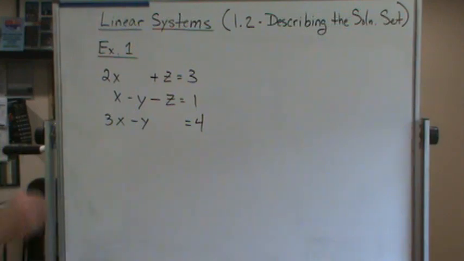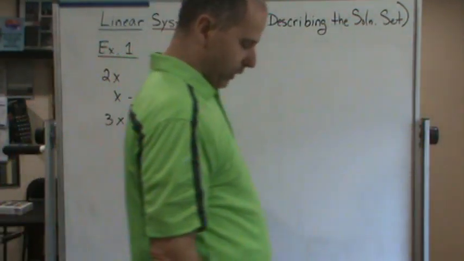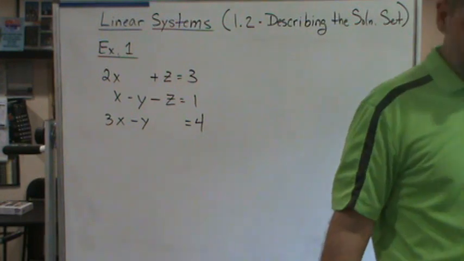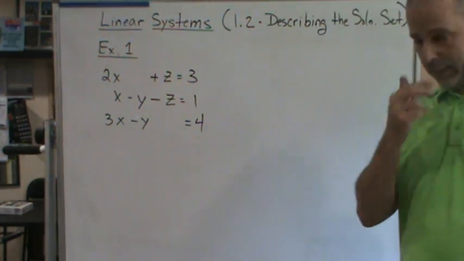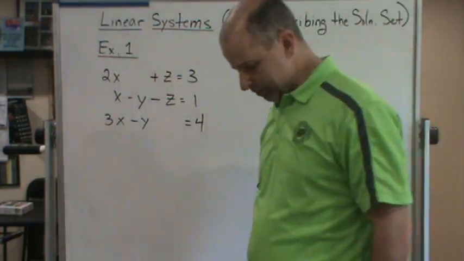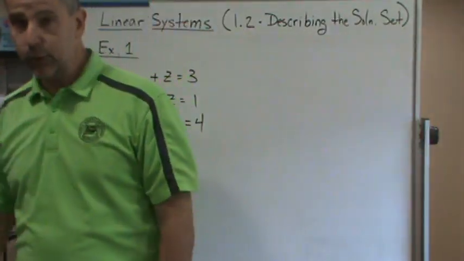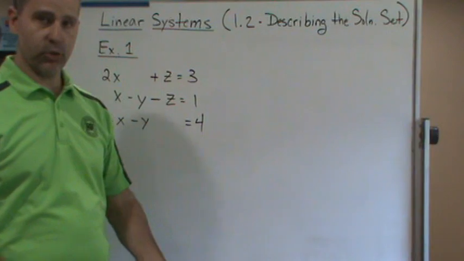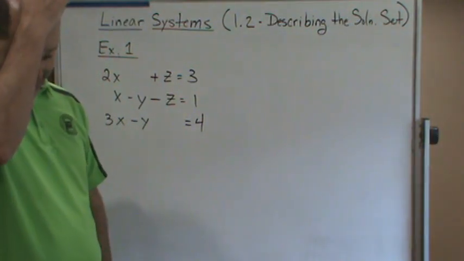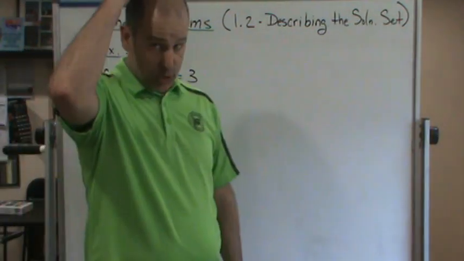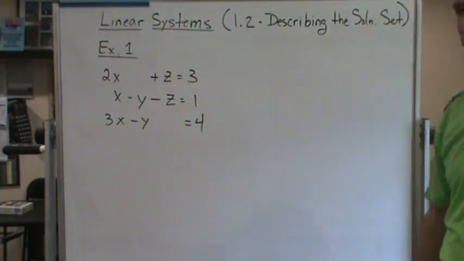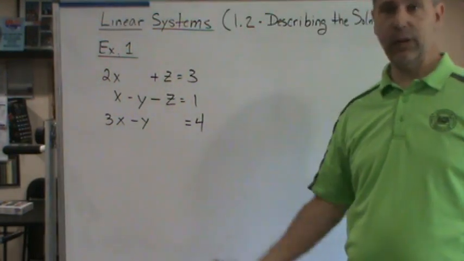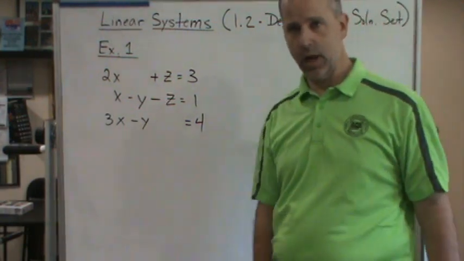Okay, how do we describe the solution set? So we've dealt with situations where we have a unique solution, right? That one element in the solution. We've dealt with where there was no solution, right? So the solution set is empty. Both of those are easy to deal with. Where it gets challenging is when you have many solutions. How do you describe the solution set when you have many solutions or an infinite number of solutions? So that's what we're going to talk about.